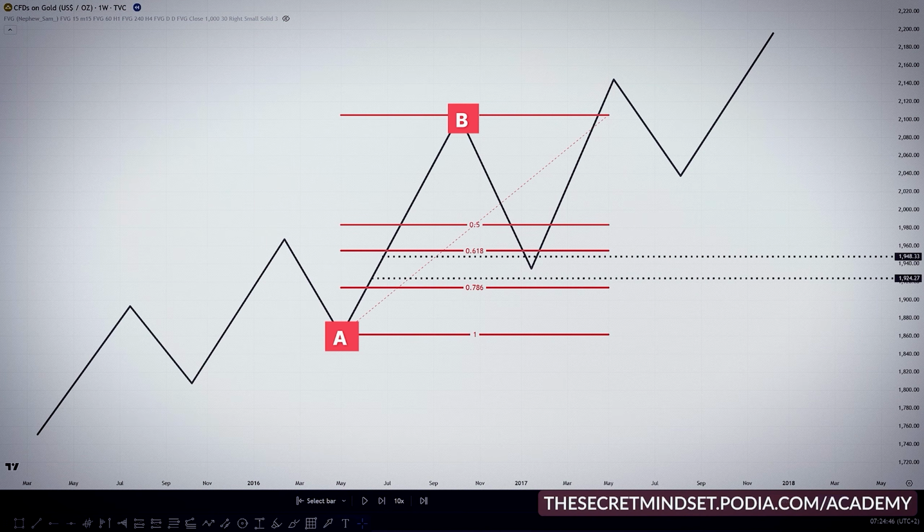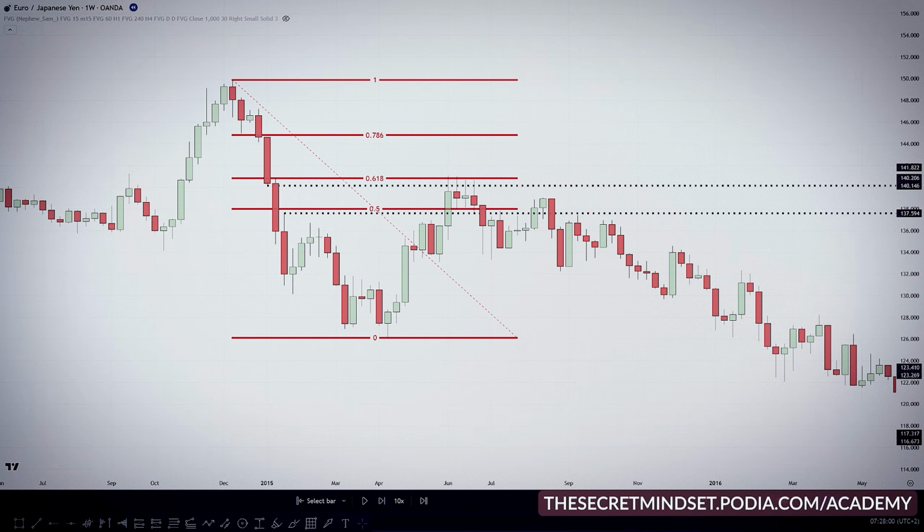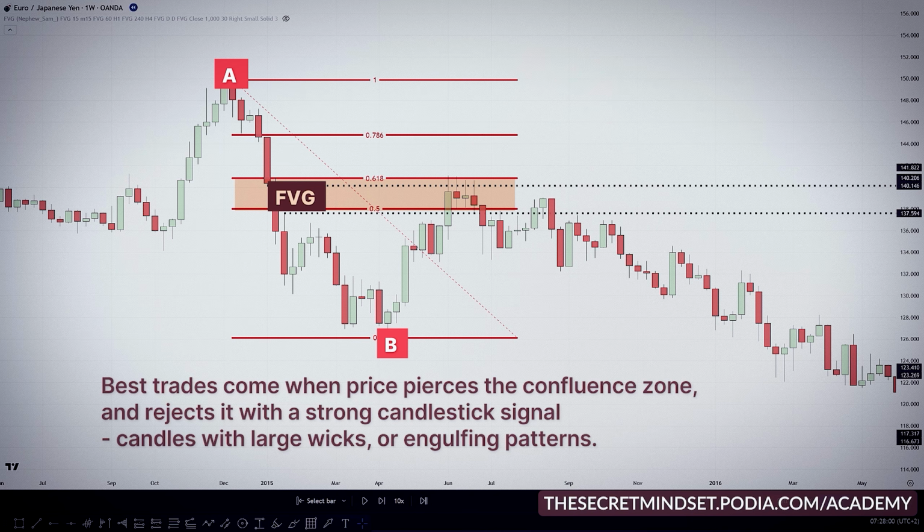Remember that trends make this work better. In a strong uptrend, gaps that line up with Fibonacci levels make great buying zones. The opposite works in downtrends. The trend gives you another layer of confluence, making your trades even stronger. The plan is simple. Wait for price to reach the Fibonacci level where your gap sits. Look for signs that price respects both the level and the gap. The best trades come when price pierces the confluence zone and rejects it with a strong candlestick signal. I look mainly for candles with large wicks or engulfing patterns.